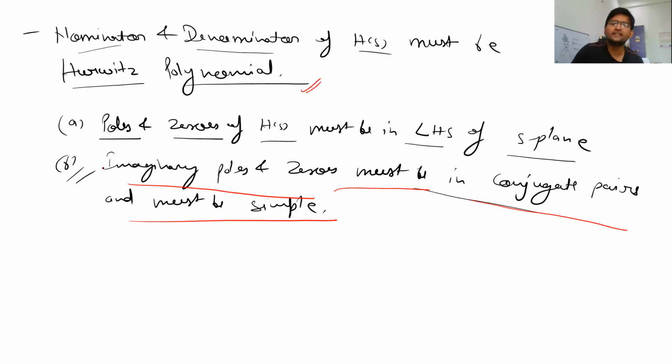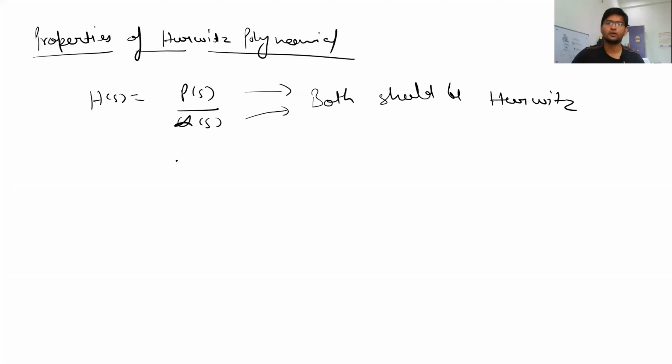So these were basically the properties of the Hurwitz polynomial itself, where the roots of this Hurwitz polynomial must be lying in the left hand side of the S-plane, and if these roots are on the imaginary axis, they must be simple and in conjugate pair. So let us write a few more properties of the Hurwitz polynomial and then we move forward.